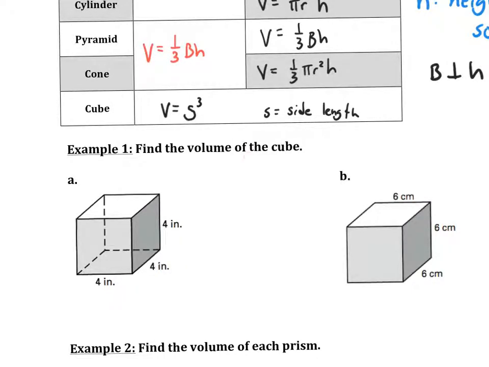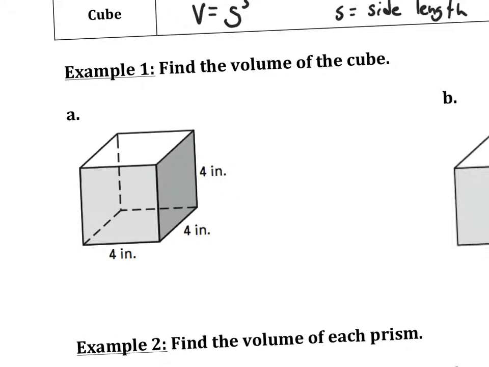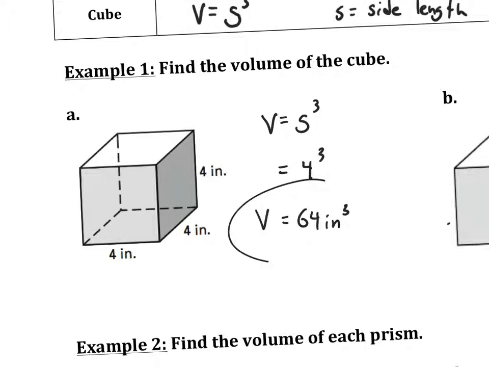Our first example is that we're going to find the volume of the cube, and this is so very straightforward. It's going to be so simple. You just cube the side here. So it's going to be 4 cubed, and the answer therefore is 64 cubic inches, and we're done. No big deal.